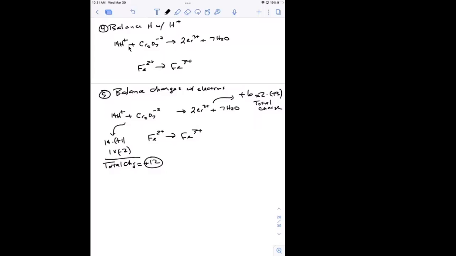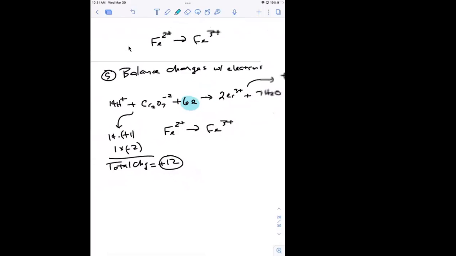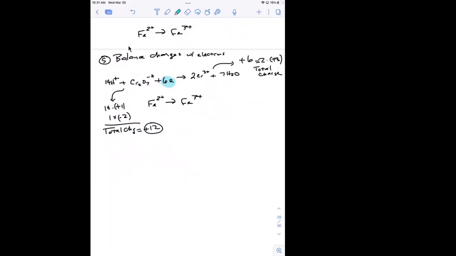You can add 6 electrons. I'm buying you lunch today. Add 6 electrons. That's exactly right. So we're going to take this side right here. I didn't mean to take the arrow. Move that over. And we're going to add 6 electrons here. And this is going to balance the charge. Following?